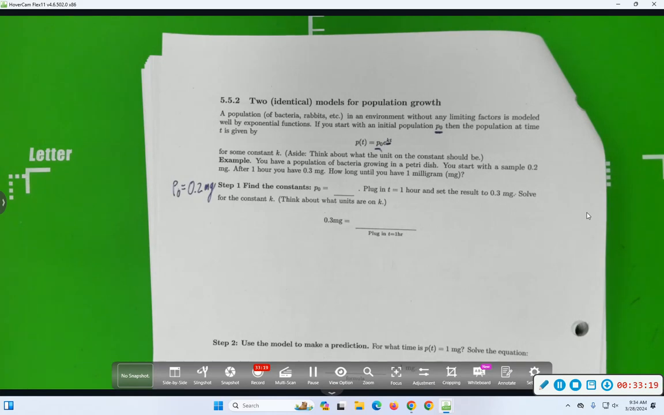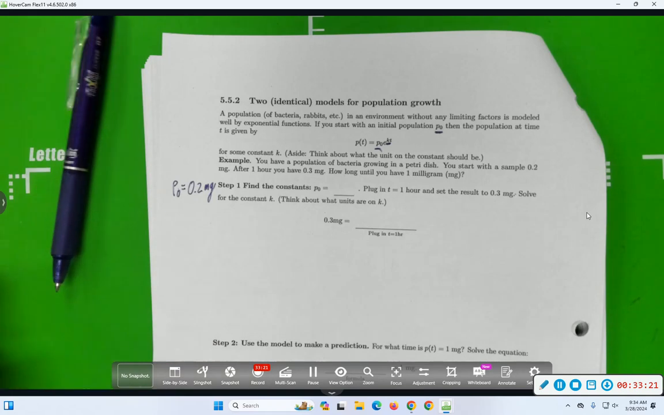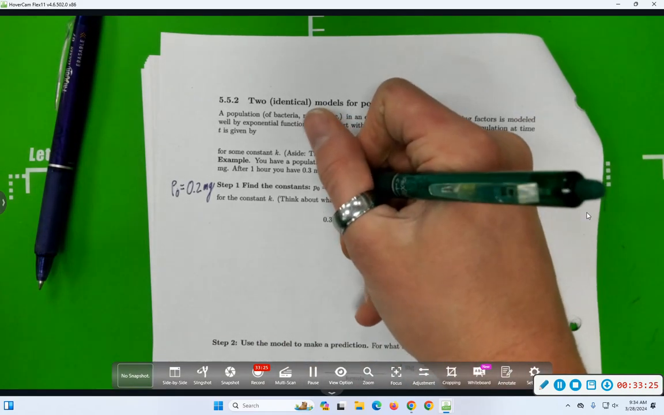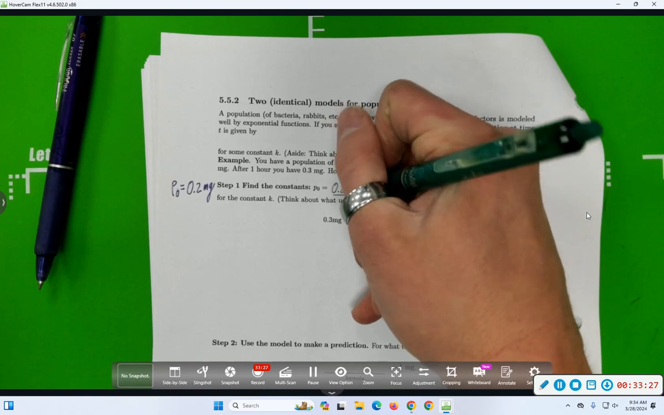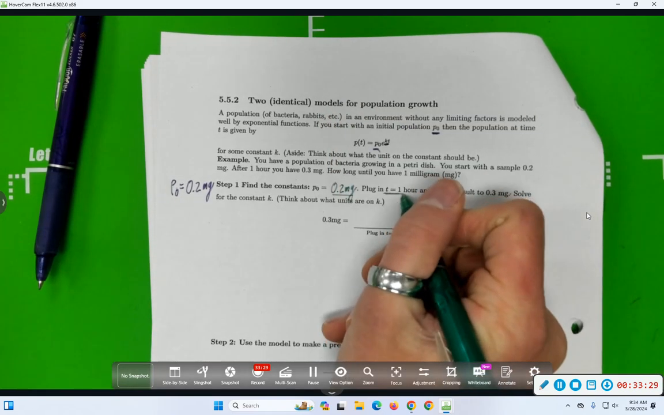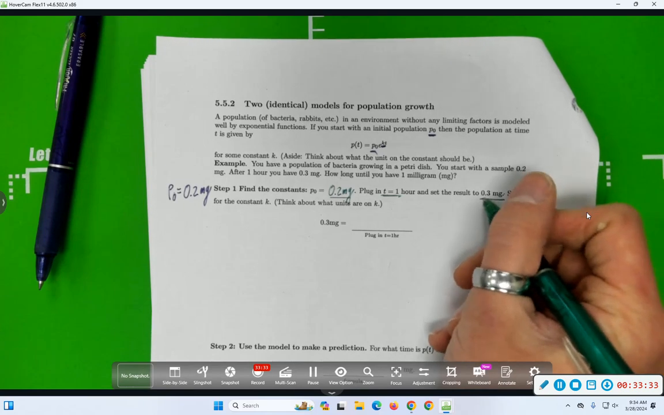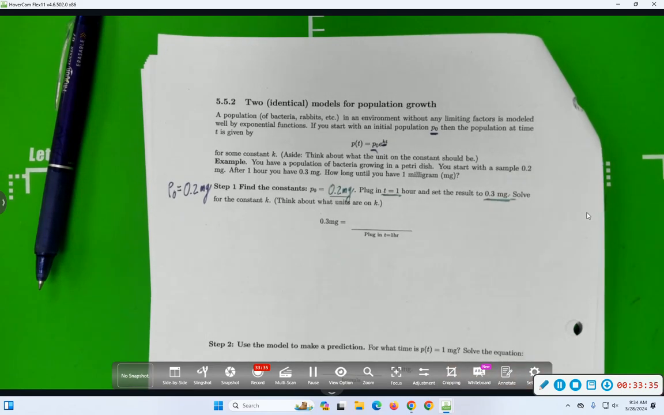Let's suppose also that after waiting for 1 hour and measuring the amount of bacteria, you have 0.3 milligrams. And I am in no way a biologist. I made these numbers up. I did not make any measurements myself.